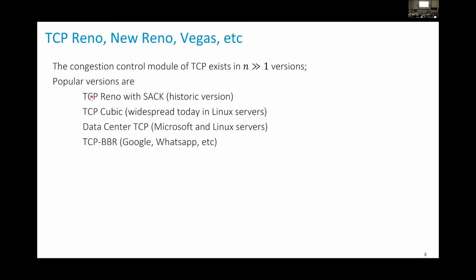And we will see the ones that have survived the evolution today. TCP Reno, which is the historical version. TCP Cubic, which is the most widespread version that we find in all the Unix type environments. Data center TCP, which is used in data centers, and TCP BBR, which is the last child of this family, which was launched by Google, has a few problems, but still is very widespread today.